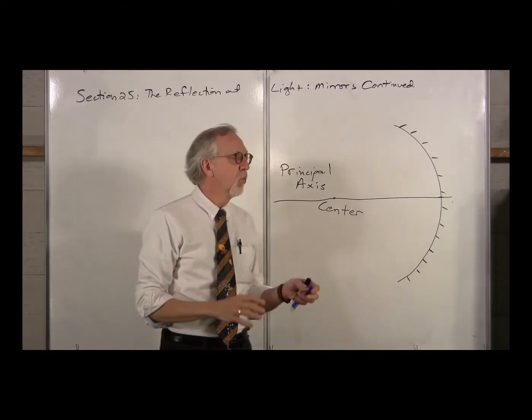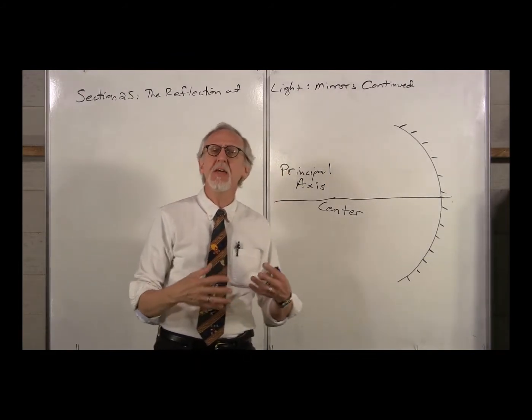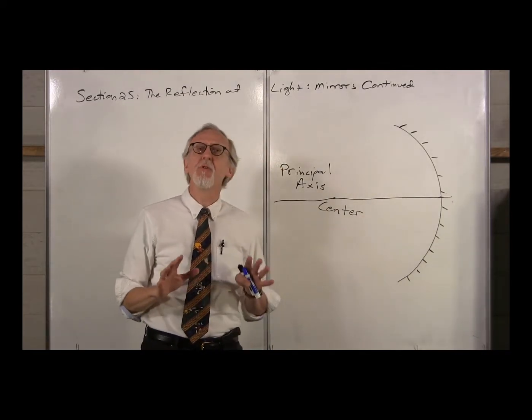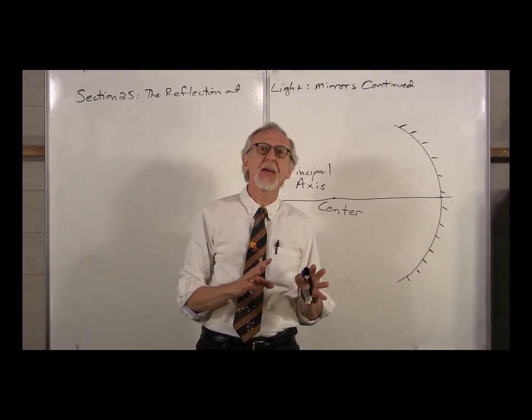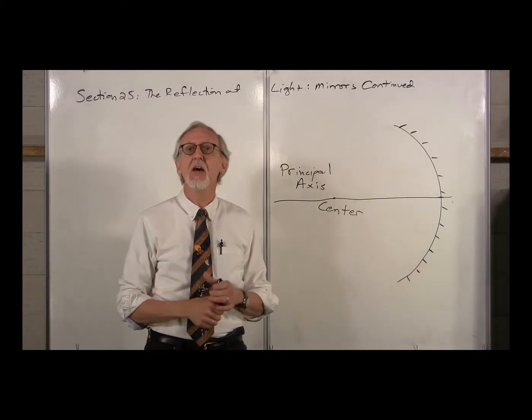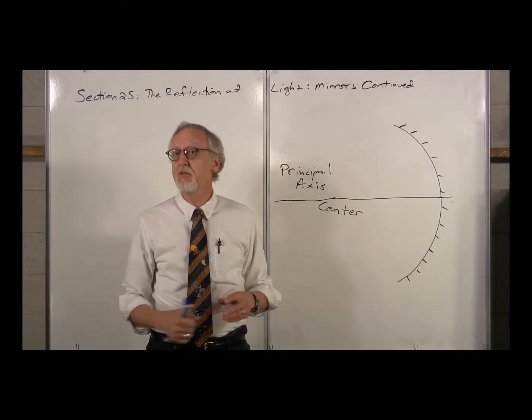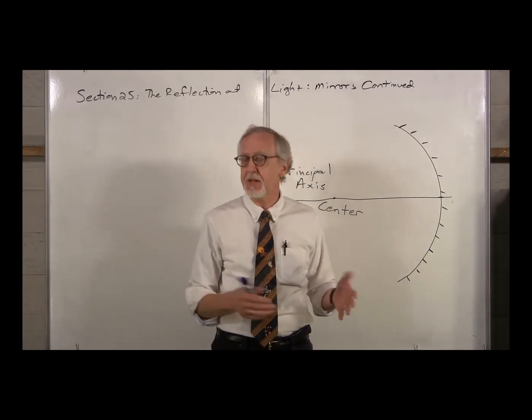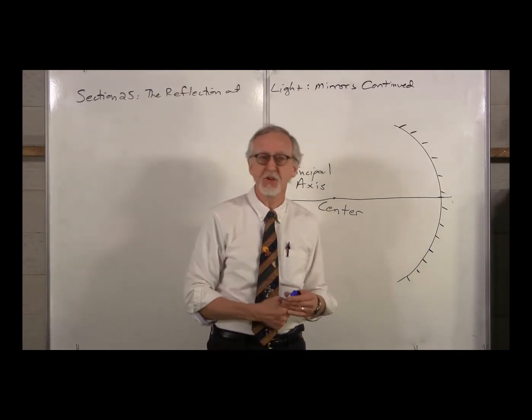Very good. Now, what we want to do is figure out how this mirror, and then when we look at convex mirrors, how they reflect rays. We're going to look at a number of different rays and see what they do. And then we're going to try and figure out if they'll make an image or not, and what kind of properties those images have if they do make images.